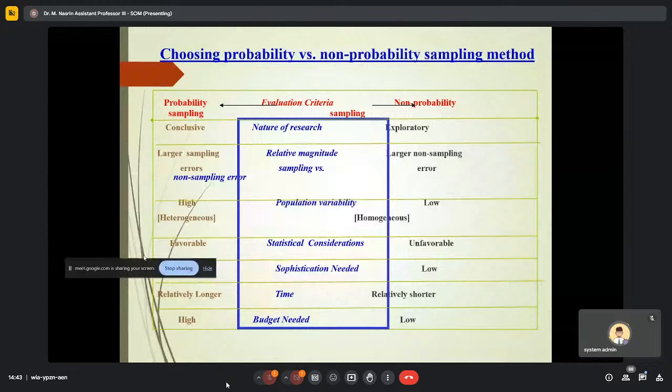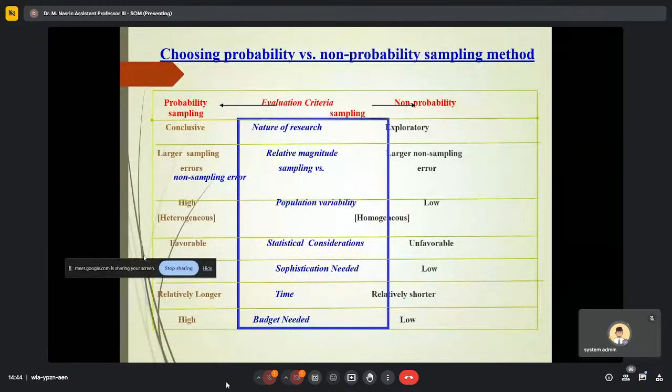Then relative magnitude of sampling versus population variability. How big is your population, the homogeneous group? I am not talking about the heterogeneous. Homogeneous means very big, the entire population. So who all are my target people, target population? I need to focus on that. Then I will go for statistical consideration. What statistical tools am I going to adopt? Based on that also I need to obtain some samples.